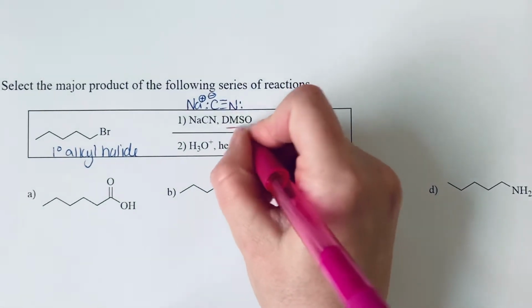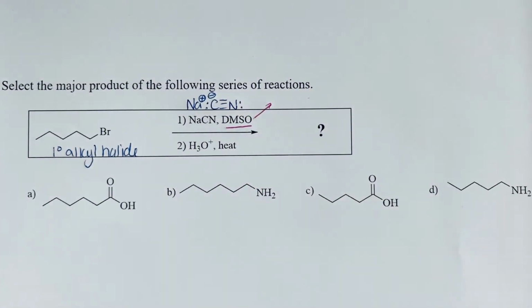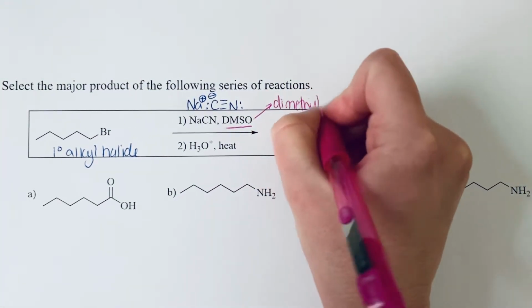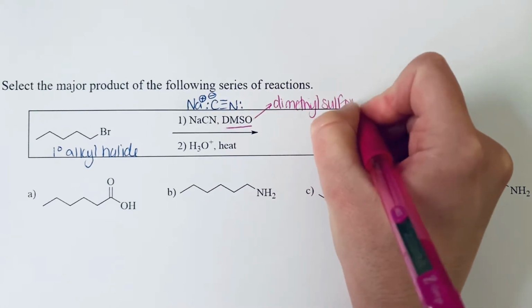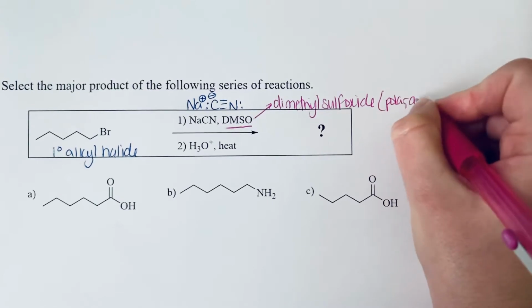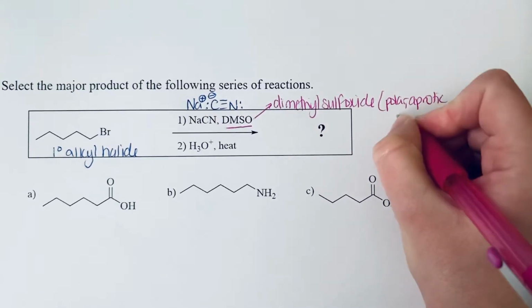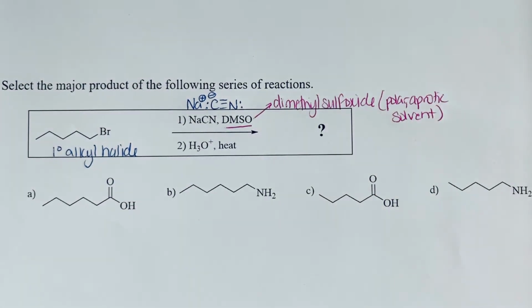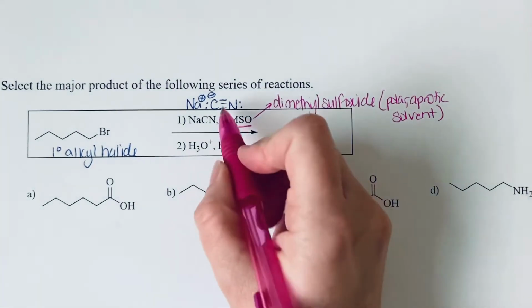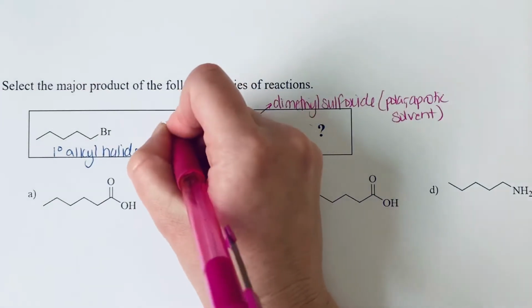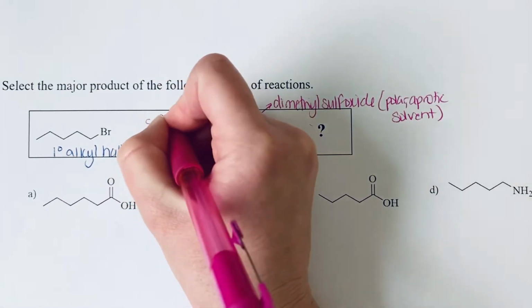And then DMSO, you may remember from the first semester of organic chemistry. This stands for dimethyl sulfoxide, and it's a polar aprotic solvent. So it is the solvent. It's not going to appear in our product, but these are really good conditions. We've got a good nucleophile, a polar aprotic solvent, a primary alkyl halide. This first step is an SN2 substitution.